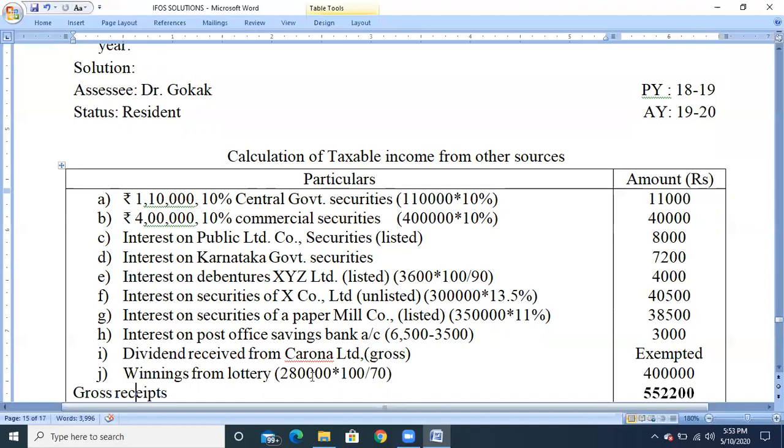They have given the net amount, so we need to do the gross up. The gross up will be done by using the formula net amount into 100 divided by 100 minus tax rate. So net amount 2,80,000 into 100 divided by 100 minus tax rate; for casual income it is 30%. 100 minus 30 will get 70. So the gross up amount is 4 lakh.